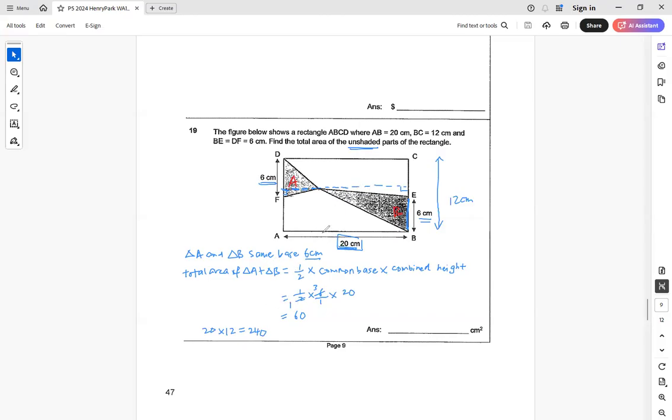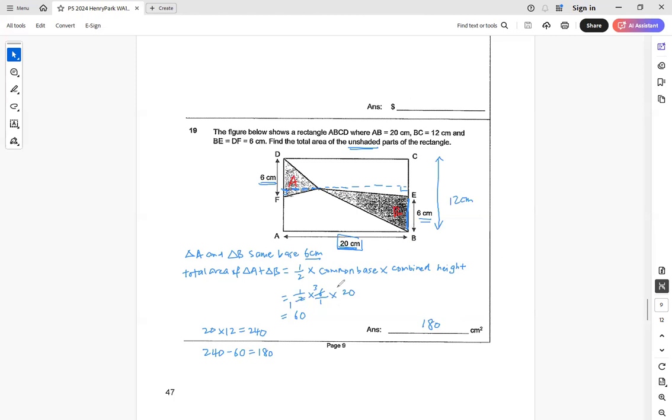So to find the area of the unshaded part, remember it's just the rectangle minus the area of the two triangles A and B. So you just take 240 minus your two triangles. So 240 minus 60 will give us our answer, 180 square centimeters.